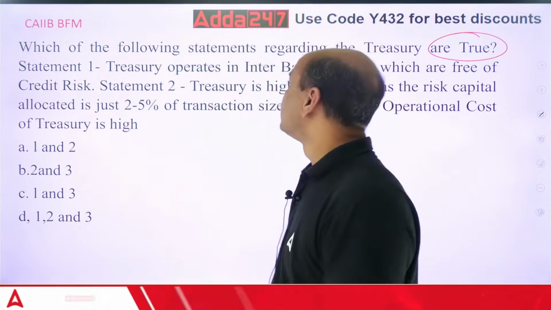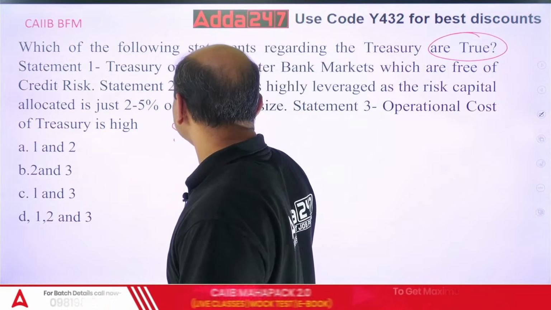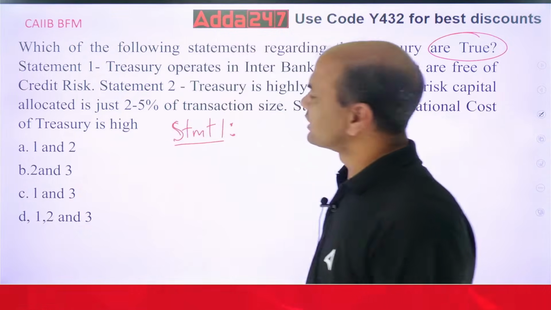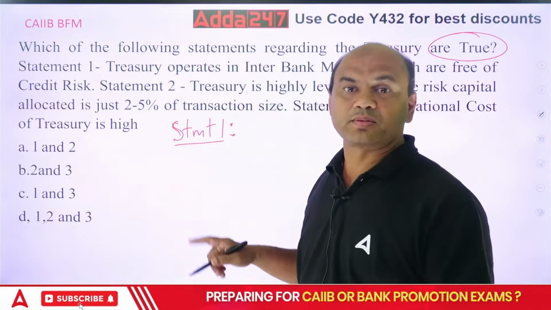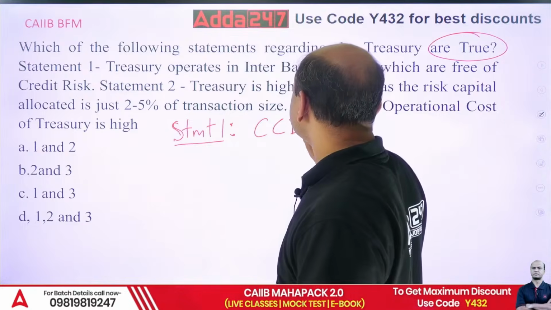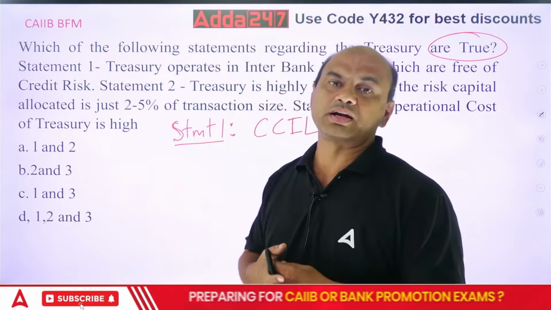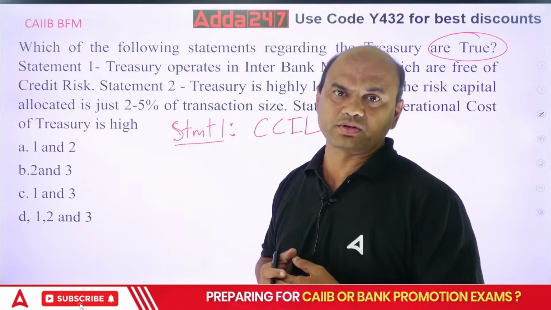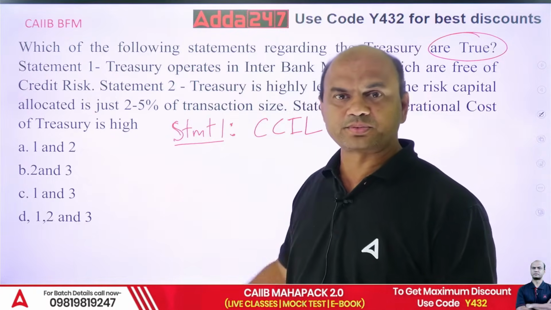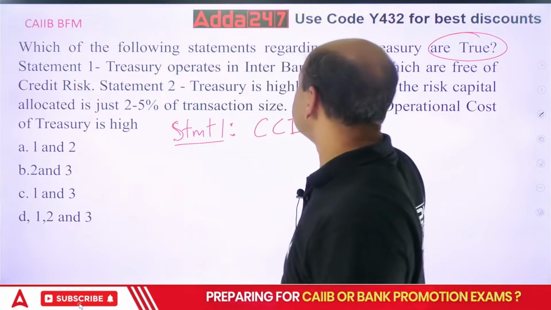Why? Kindly note for statement 1, I'll give you the reason. The credit risk part over here is covered by CCIL. CCIL gives you the guarantee because it is the operator in between. It is the agent, or you can call it a clearing agent. So it takes the responsibility. CCIL, the Clearing Corporation of India, takes the responsibility. So statement 1 is true.